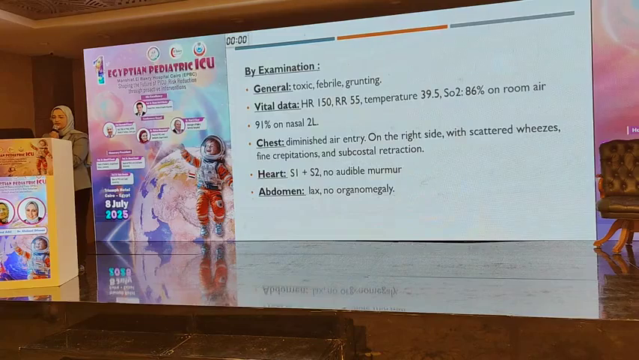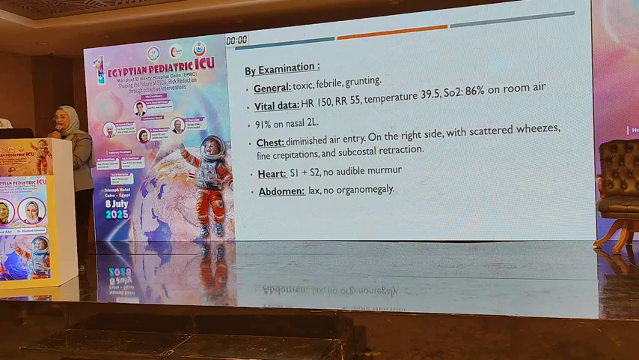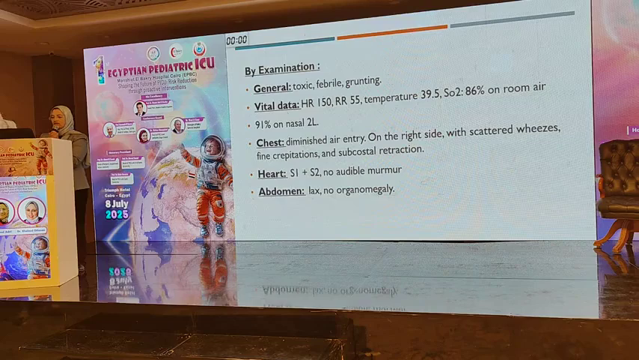By examination, the patient was generally toxic and febrile. Vital data: heart rate 150, respiratory rate 55, temperature 39.5, saturation on room air 86%, 91% on nasal oxygen. Chest examination showed diminished air entry on the right side, scattered wheezes, crepitations, and subcostal retraction. Heart and abdomen: no abnormality detected.